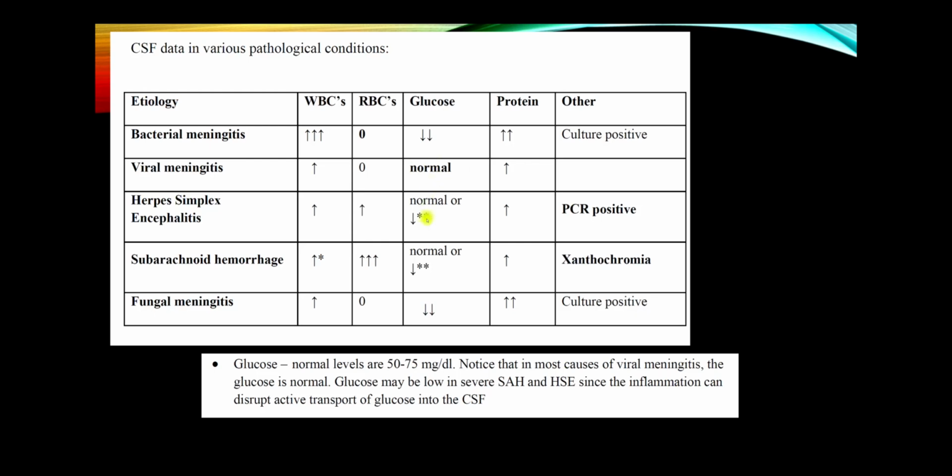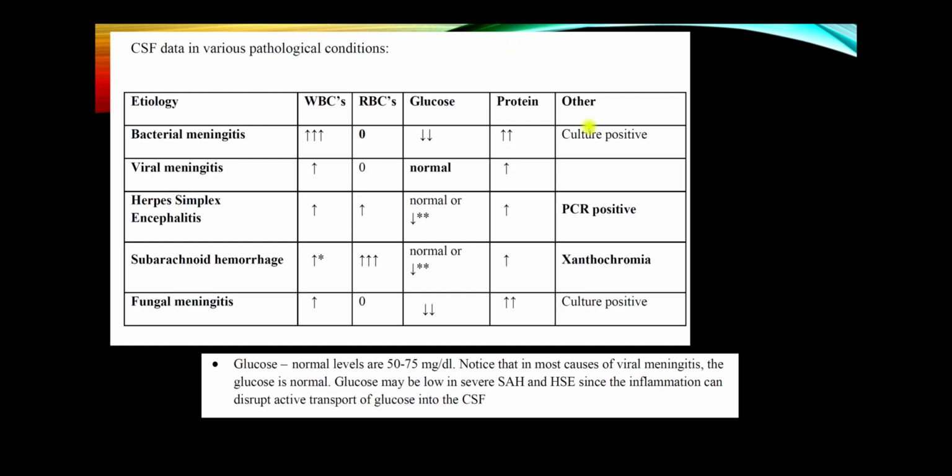We may have a slight lowering of glucose in herpes simplex or in subarachnoid hemorrhage. Typically, though, these are going to be normal, more likely normal. Notice that protein is very nonspecific. It's rather sensitive, so we're going to get a higher protein elevation in bacterial or fungal meningitis, but glucose is really where it's at initially in terms of pointing us to a specific diagnosis.